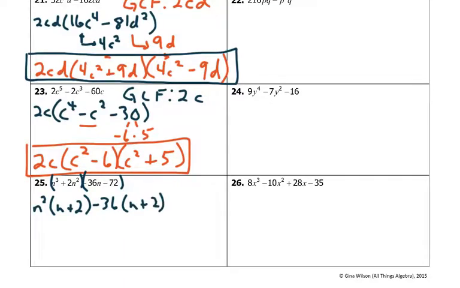All right, if we don't get the same thing, first of all, double check. If you don't get the same binomial, right, make sure that you didn't make any mistakes. But if you don't get the same binomial, it means it's prime and can't be factored any further.